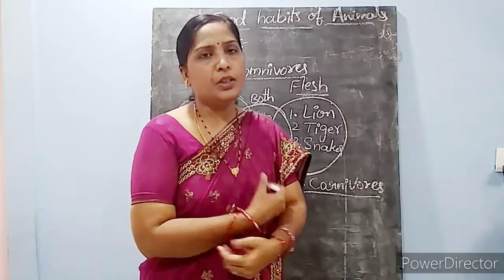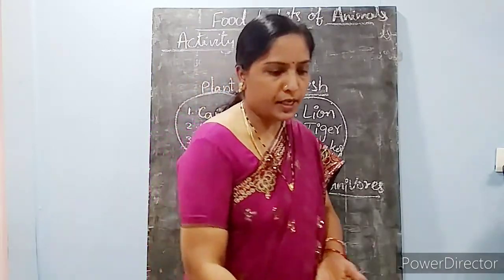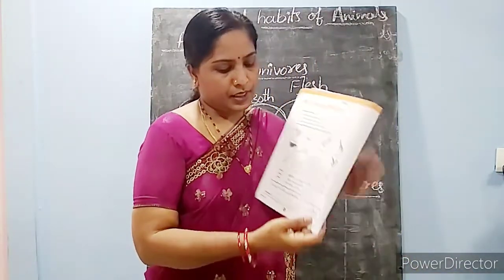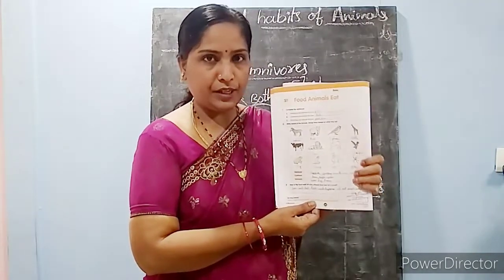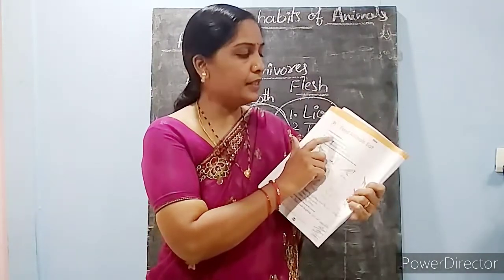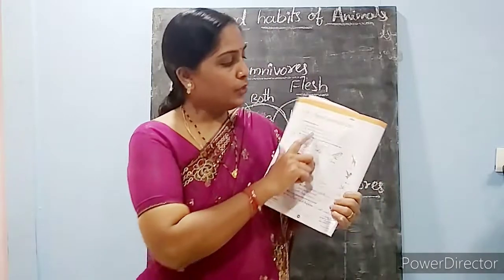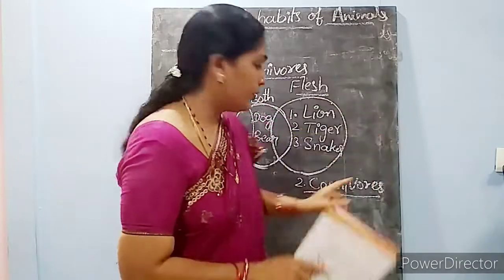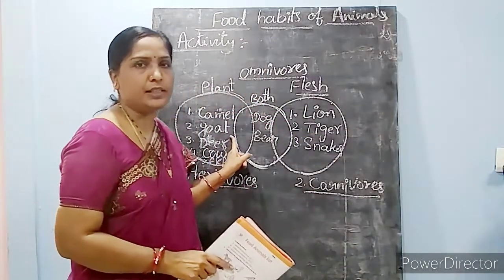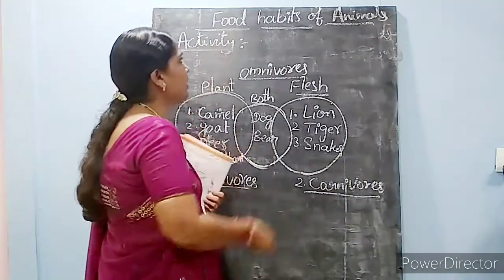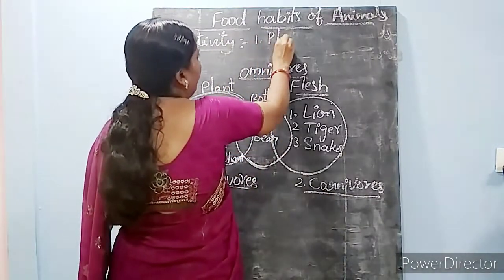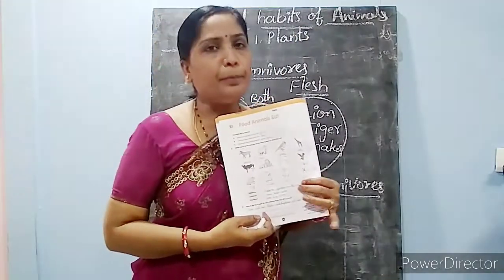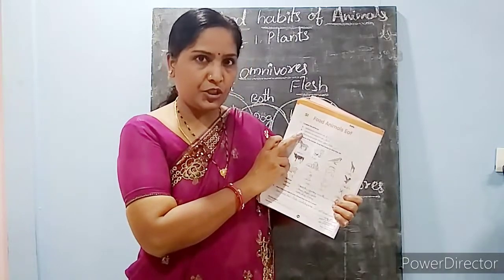Now we will move on to our workbook. What is given in the workbook, we'll see now. See your workbook, page number 34. Complete the sentences is asked, children. What is the first one? Herbivores are animals that eat. So herbivores are the animals that eat, what? They'll eat plants. So what will you write in this blank? You will write plants.